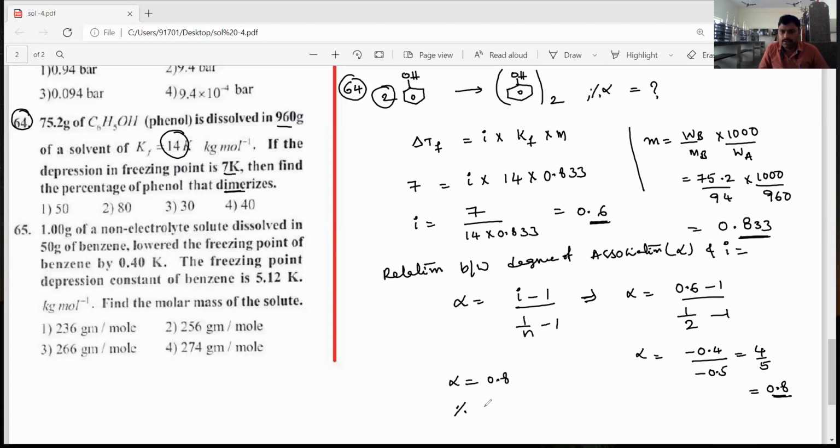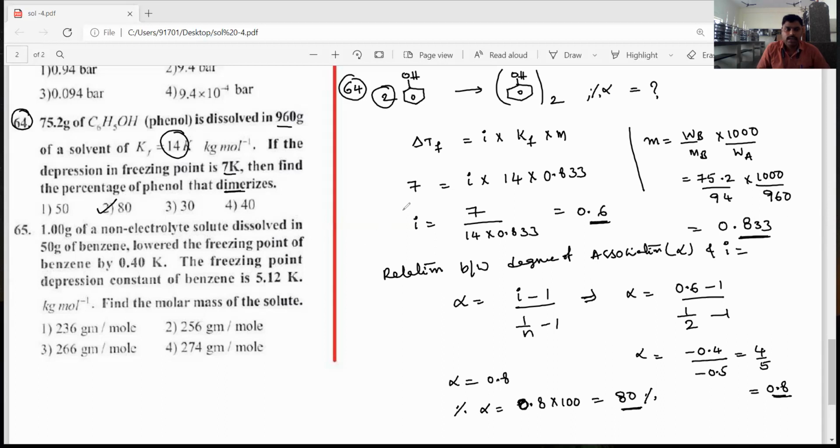Then the percentage of alpha is 0.8 into 100. If you want to convert the value into percentage, we have to multiply it by 100. Then it is 80 percent dimerization that takes place. So the answer is the second option.